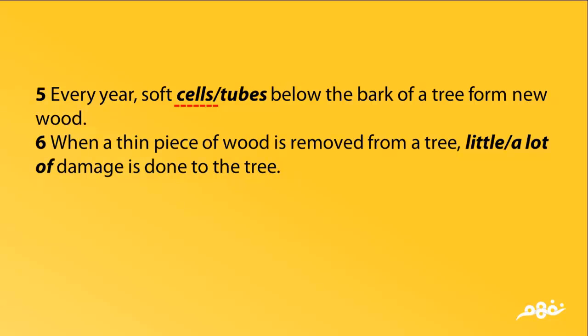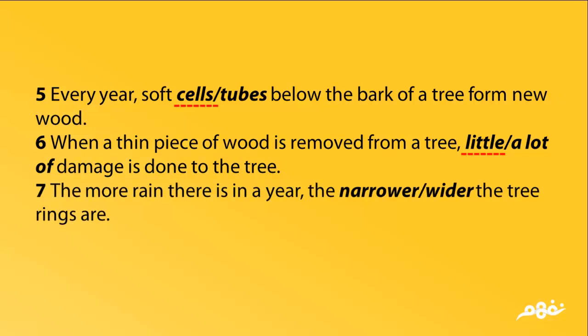When a thin piece of wood is removed from a tree, little or a lot of damage is done to the tree. The answer is little. The more rain there is in a year, the narrower or the wider the tree rings are. The answer is wider.